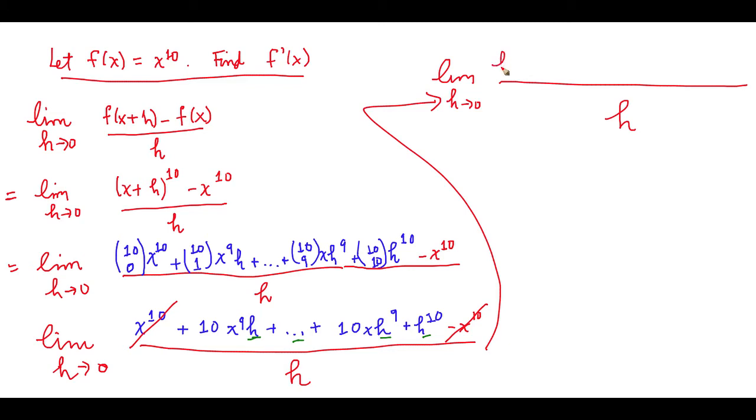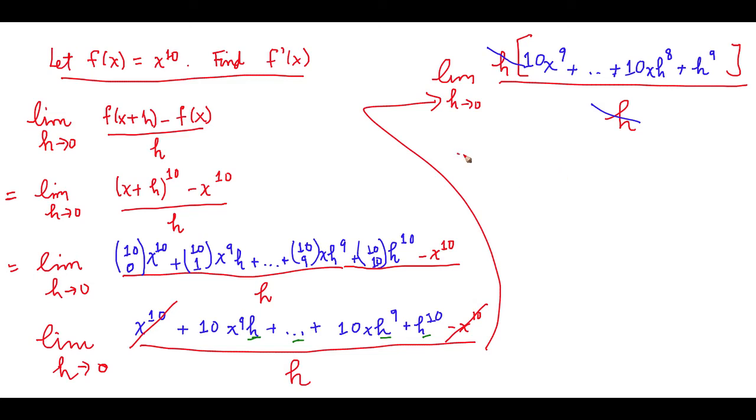But in the numerator, we can factor out an h. And what do we have left? Well, we have 10x to the 9th, plus all these terms here, which all have an h in them, plus the last couple of terms: 10x h to the 8th plus h to the 10th, but we already factored out one h, so we're going to have h to the 9th. And because we factored out an h, we can eliminate those h's, they cancel each other out.